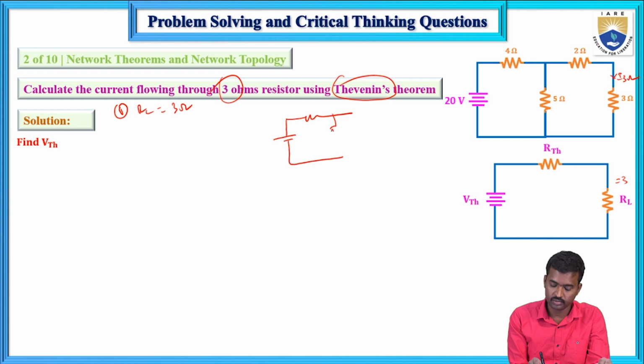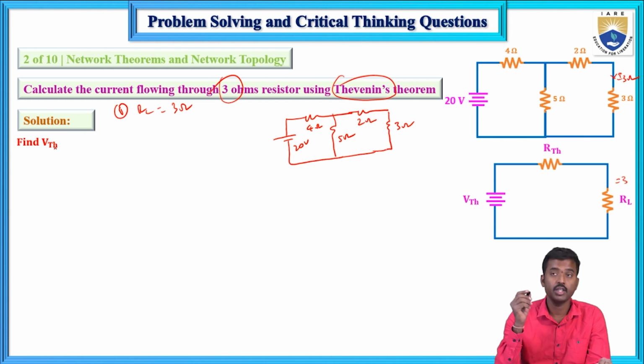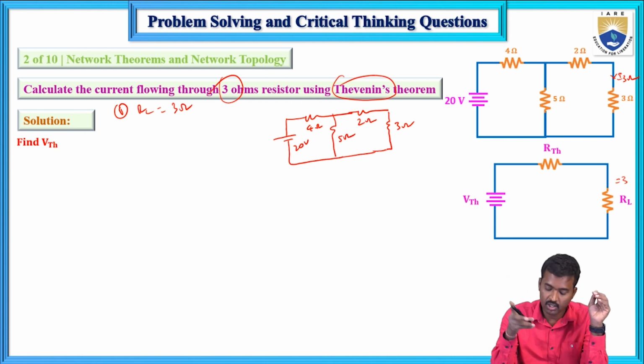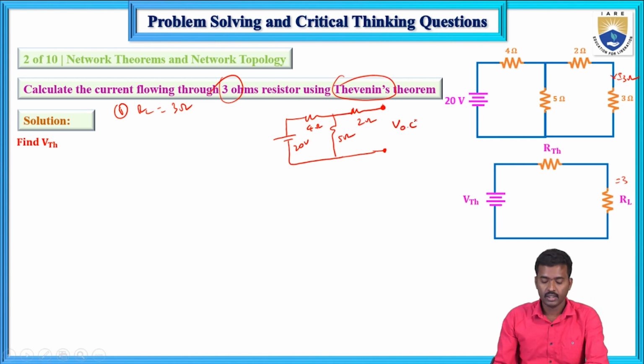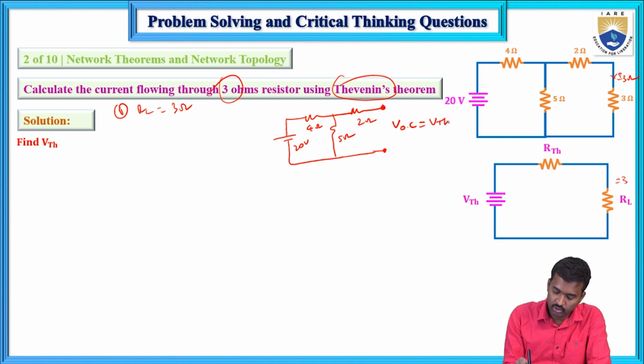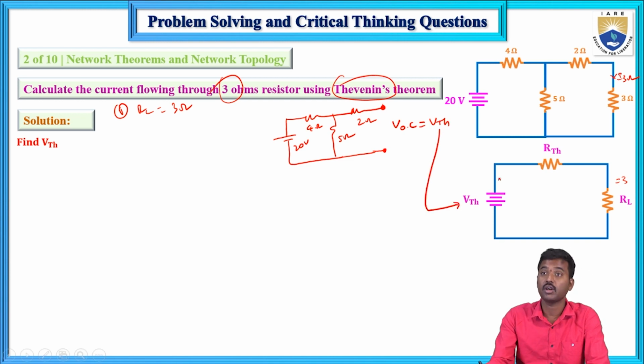First draw this circuit. This is 3 ohms, this one is 2 ohms, and this one is 4 ohms, 20 volts and 5 ohms. So to determine VTH, first remove the load resistance from the given circuit. So first remove this one. Remove the load resistance and calculate the open circuit voltage VOC. That open circuit voltage is known as VTH and substitute in the Thevenin's equivalent circuit.